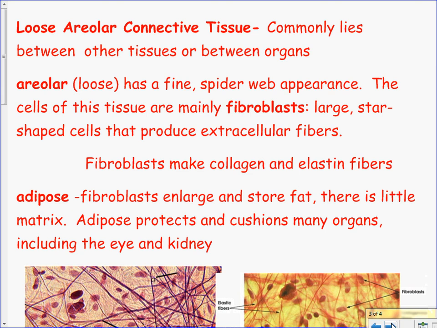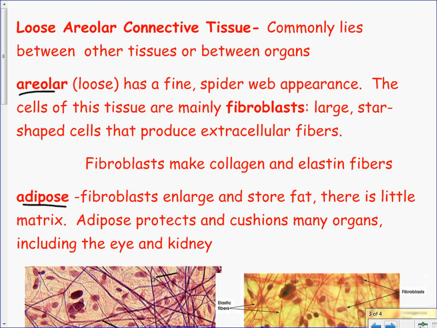So for loose connective tissue, we've got two kinds. We have areolar and adipose. So two types of loose connective tissue, areolar and adipose. Here we've got our areolar and our adipose. So these commonly lie between other tissues. So this is kind of separating two layers of tissues, or it's between organs.